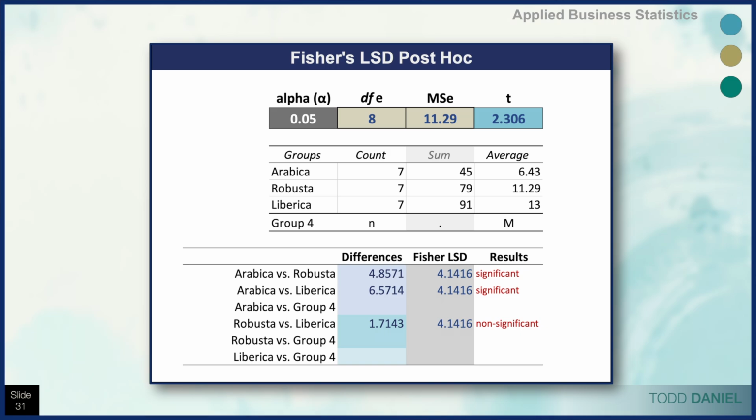4.86 is greater than 3.77, over the fence, so it is statistically significant. When we look at the group differences for group 1 versus 3, that's 6.57, also greater than 3.77. That is statistically significant. And then finally, 1.71, the difference between groups 2 and 3, is not over the fence for 3.77. It is not statistically significant.